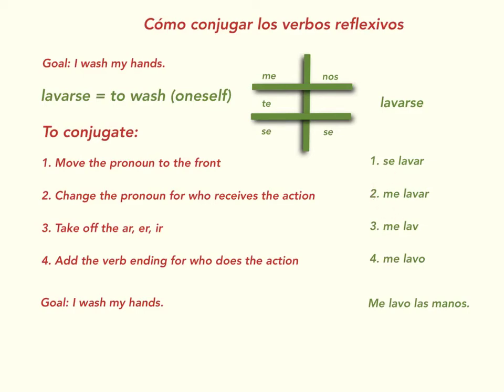Step number 3, take off the AR, ER, IR. In this case, lavar se is an AR verb, so we take off the AR. Now we're left with me lav. Now all we simply have to do is add the ending for a normal AR verb in the yo form, which is step number 4. And we know that since I'm doing the action, we add the o in the yo form, me lavo. Now finally, to complete our goal of saying I wash my hands, we simply add hands to our ending, and we have me lavo las manos. I wash my hands. Or literally, if you want to think of it this way, I wash my hands myself.